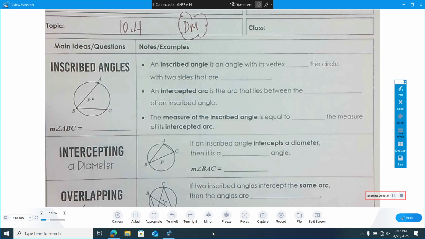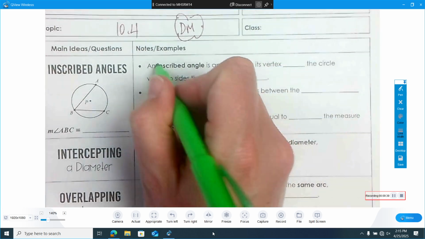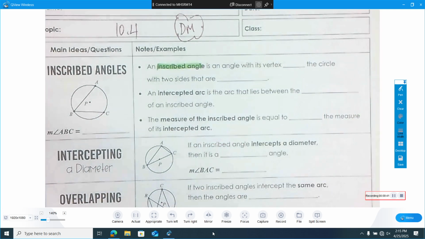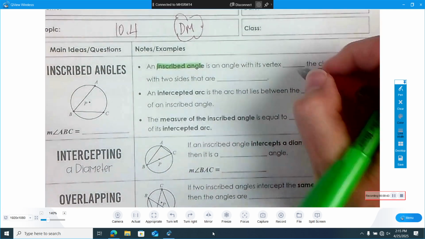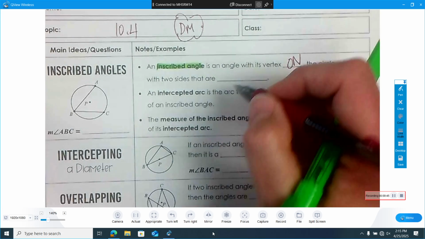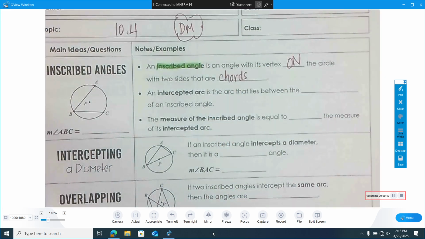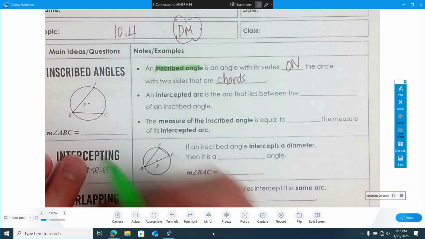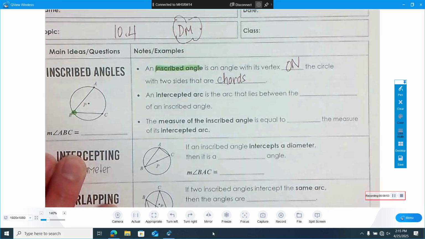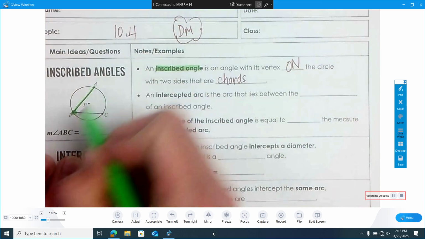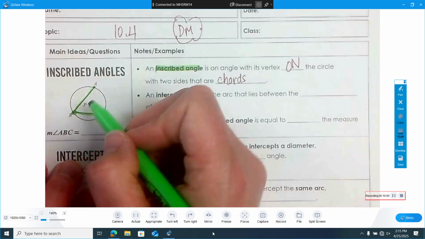An inscribed angle is an angle with its vertex on the circle with two sides that are chords. So in my picture here, here's my vertex of my angle on the circle, and I have chord AB and chord BC.